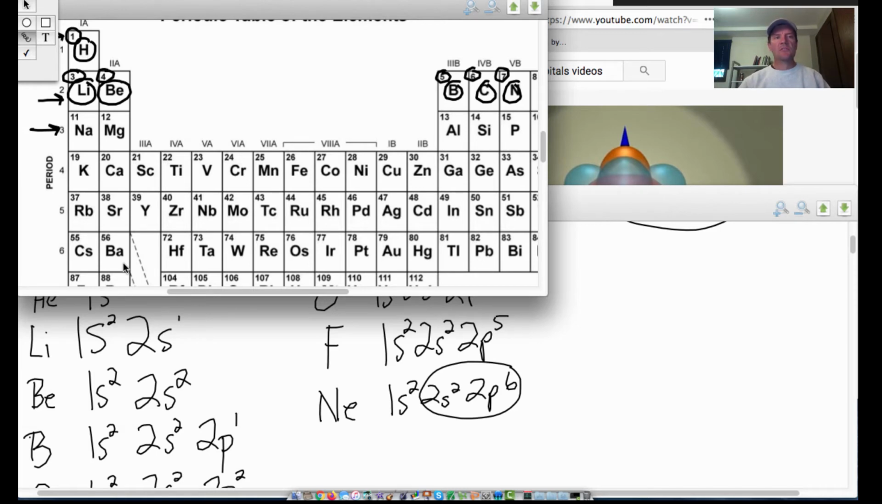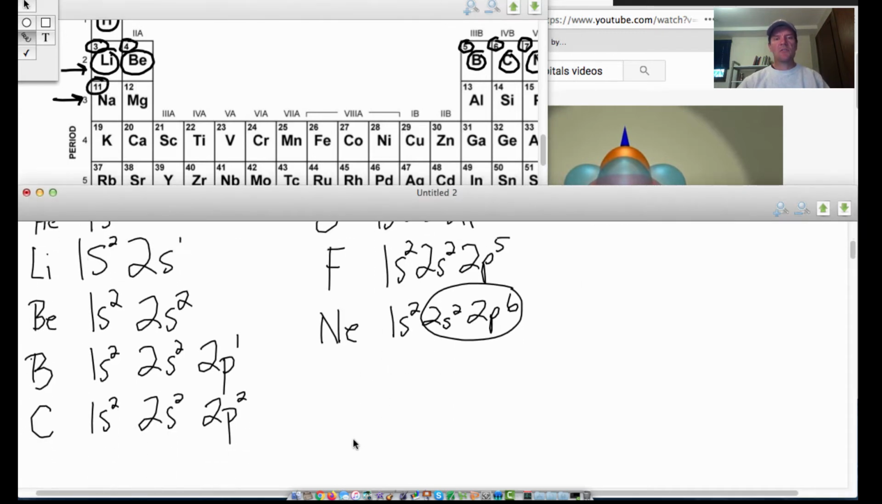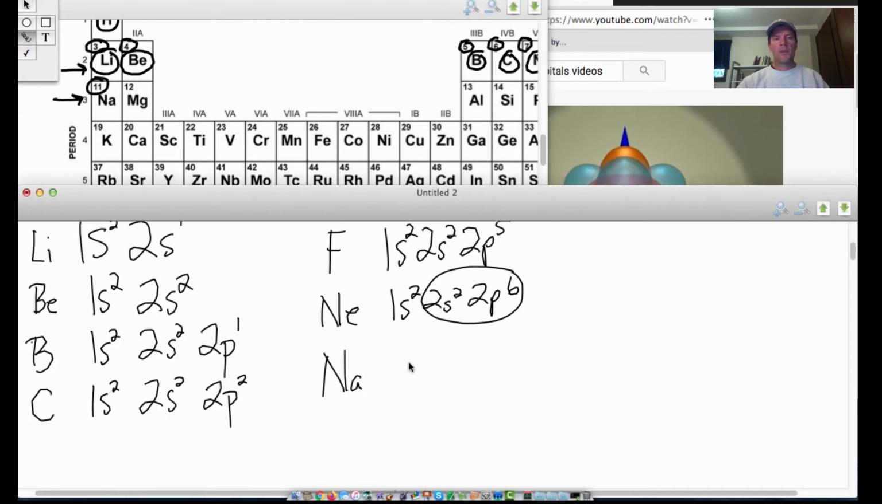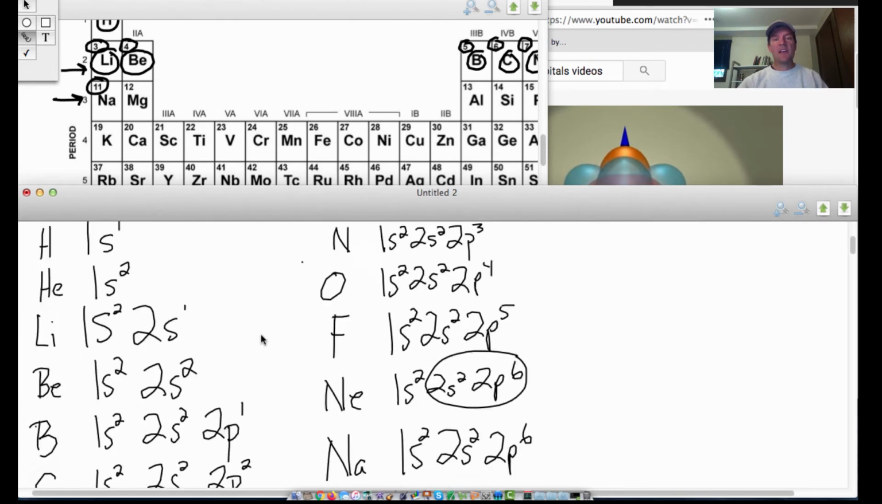Let's do sodium. Sodium has 11 electrons. So sodium here, 1s2. You see, I just repeat all this, right? Just repeat everything that was for neon, and then just add on the third energy level. We're up to what? We did the 1s, 2s, the 2p's. Now we're on the 3s.